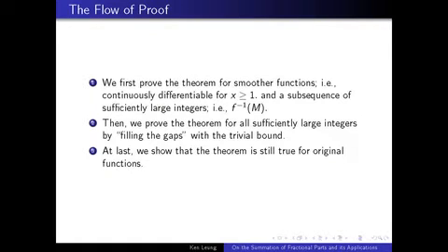Here is the flow of the proof. We first prove the theorem for smoother functions and a subsequence of sufficiently large integers. Then we extend our conclusion to all sufficiently large integers by filling the gaps between the consecutive terms of the subsequence with the trivial bound. And at last, we show the theorem is still true for the original functions.